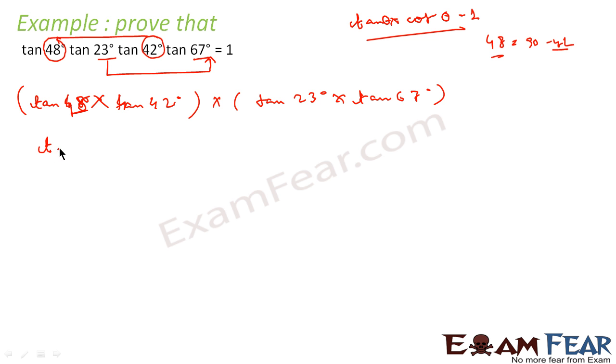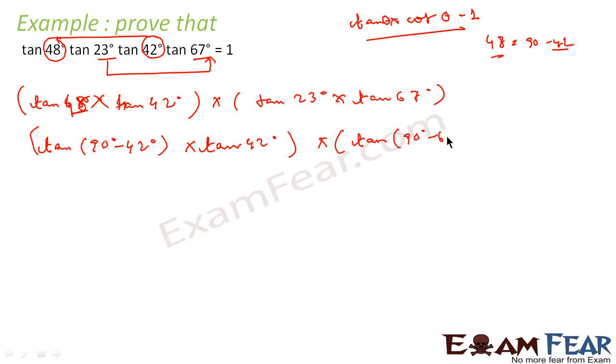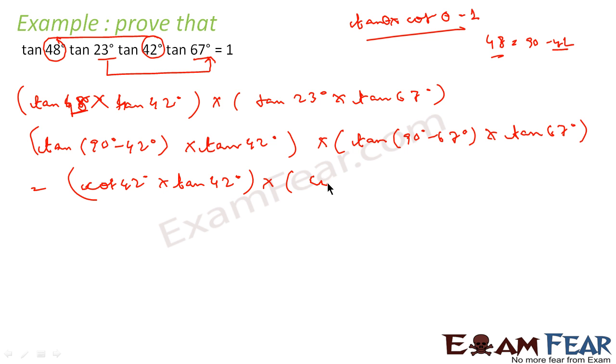So I'll write this as nothing but tan of 90 degree minus 42 degree into tan 42 degree, correct? This into tan of 90 degree minus 67 degree into tan 67 degree. This becomes tan 90 minus 42, that is cot 42, into tan 42, into, this becomes cot 67 into tan 67.